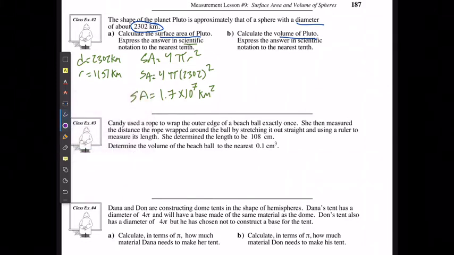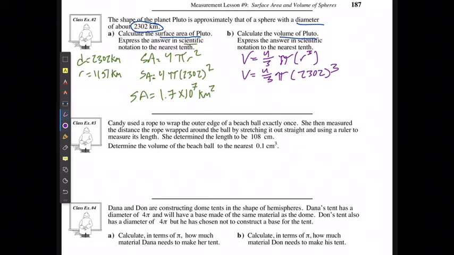If I'm doing the volume, it is going to be equal to 4 over 3 pi times r cubed, or the volume is going to equal 4 over 3 pi times 2302 cubed. The volume is going to be 6.4 times 10 to the power of 9 kilometers cubed.